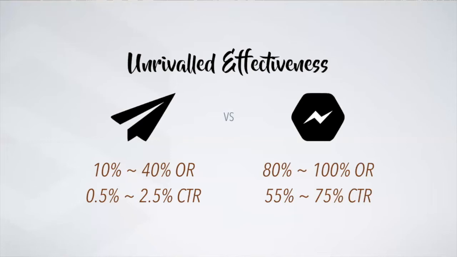Comparing that with the Messenger bot, it generally and consistently produces an 80 to 100% open rate, which is fabulous, which is unheard of. 55% to 75% click-through rate. That is what we want. When we do a marketing campaign, we want people to open our messages and we want people to click through to the links that we provide. So compared to email marketing, it basically produces much better results.